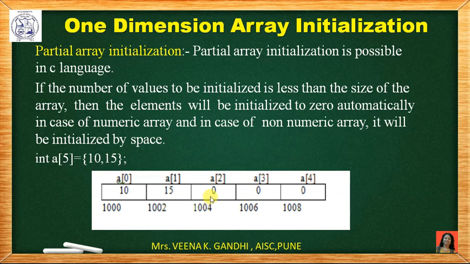You can see in this figure, the first values are 10 and 15, and the remaining values are initialized with 0 by the compiler. So a of 2 is 0, a of 3 is 0, a of 4 is 0. Now in case of a non-numeric array, that is a character array, it will be initialized by the space.